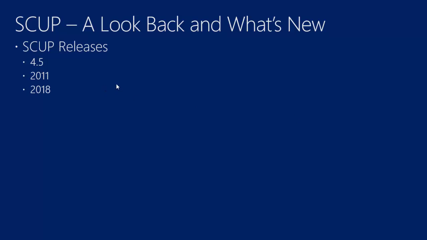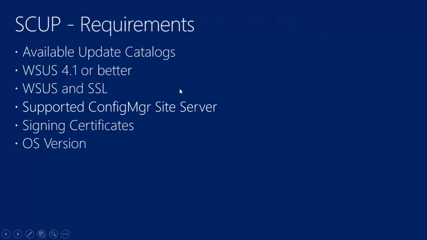All right. In terms of requirements for SCUP, just a few things. You do need an available update catalog that you can then use to publish different updates to WSUS. This can again be vendor provided or custom created. It can use the updated or the legacy catalog format. Again, more discussion of that near the end. I'll just touch on it a bit; we're not going to get too deep into it. Then you need WSUS 4.1 or better.